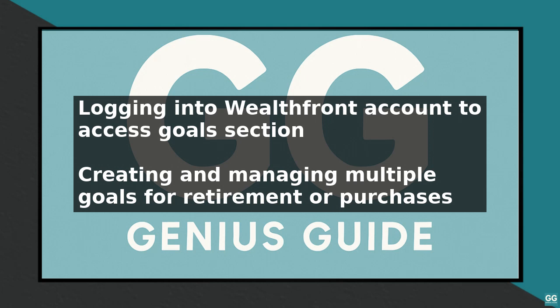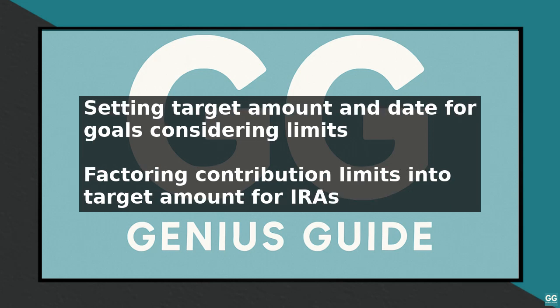For example, if you want to create a retirement goal, select Retirement and choose the type of retirement account you want to use. In this case, a traditional IRA. Next, set the target amount you want to save for your goal and the target date by which you want to achieve it. For a traditional IRA, the contribution limit is a key consideration, so make sure to factor that in when setting your target amount.